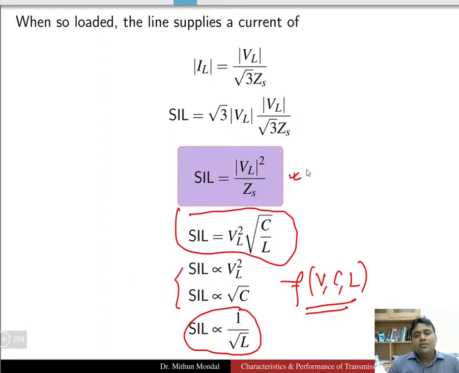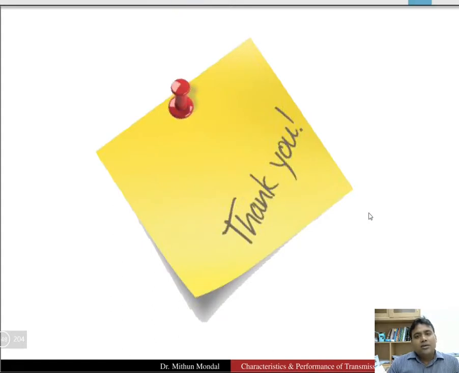So surge impedance loading is the maximum power that is transferred through the line when the line is terminated with the surge impedance equal to under root L by C. So this completes the surge impedance discussion. In the next class we are going to discuss more on long transmission line effects. Thank you.